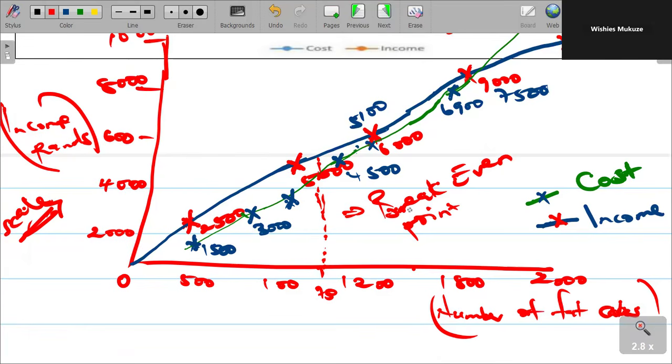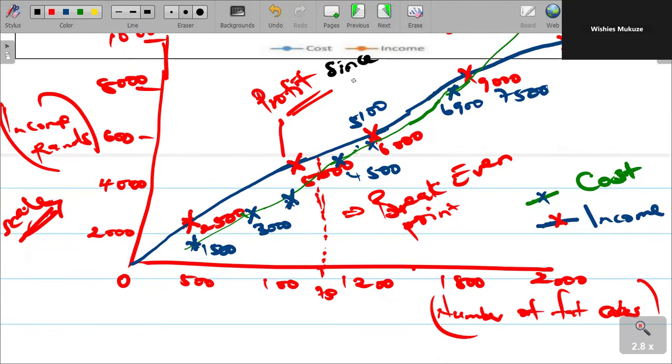So now, if we see that at that point she is making a profit, a profit is made when income is more than what? When income is more than expense, when income is more than cost. So that is where we have got a profit. Profit is being made because income is more than cost.